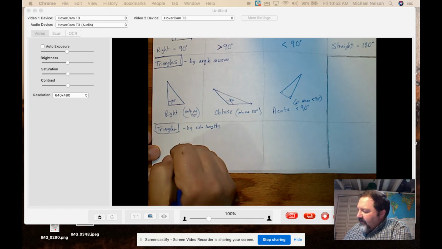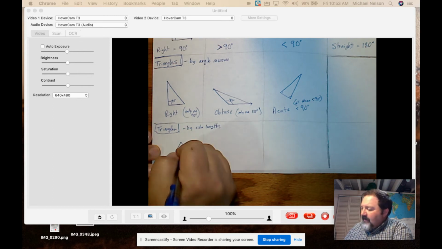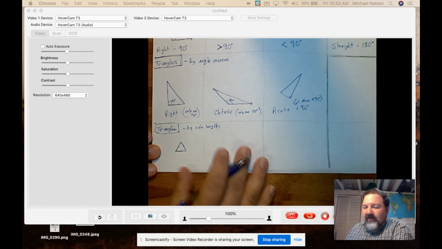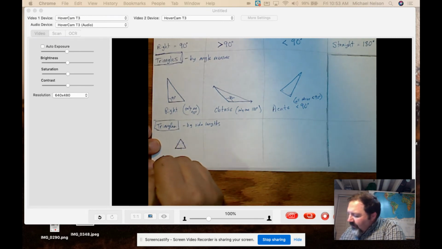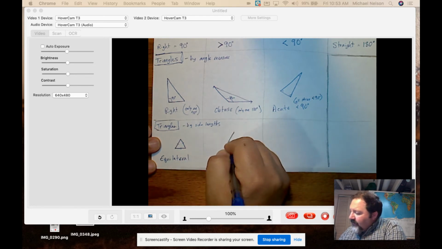You can have triangles that have equal side lengths. That's what looks close to equal. By the way, if you're sketching, you can cheat a little bit and make the tick marks in there. Three tick marks all the same. One mark, one mark, one mark. Each of those means it's exactly the same. That's what's called an equilateral triangle. That should be easy to remember because the word equal is in there. Equilateral triangle. And then you have a triangle where only two of the sides are the same.